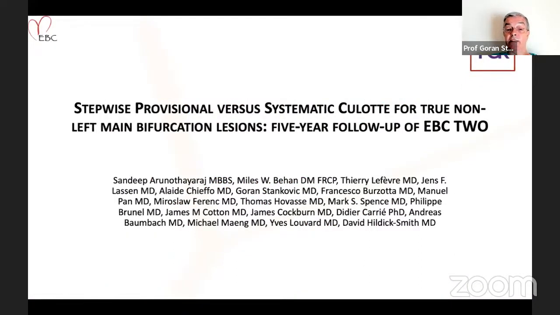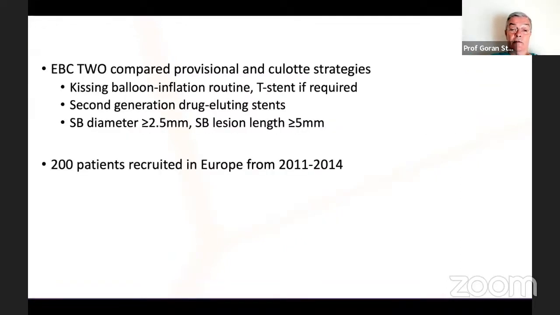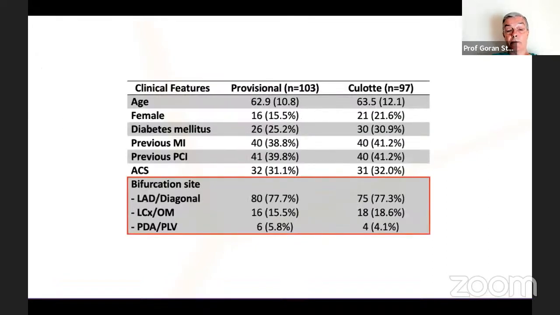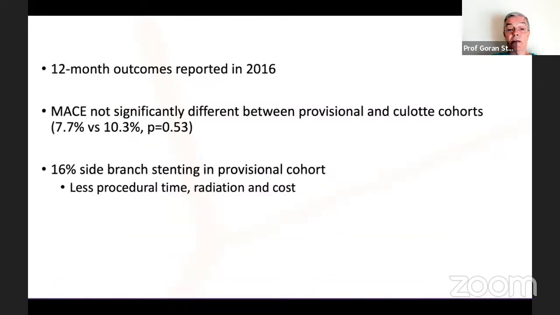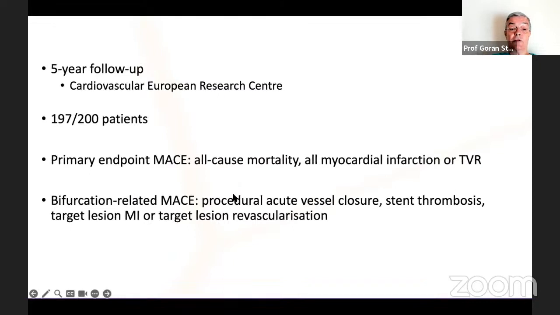Just briefly, EBC2, 5 year follow-up, so non-left main, provisional versus culotte was also presented at PCR. To remind you, 200 patients randomized to provisional versus systematic culotte, mainly LAD diagonal bifurcation, no difference in primary endpoint at 12 months in 2016, but similarly, we see 16% of side branches in provisional needed second stent. Again, we see shorter procedure and less radiation and cost.